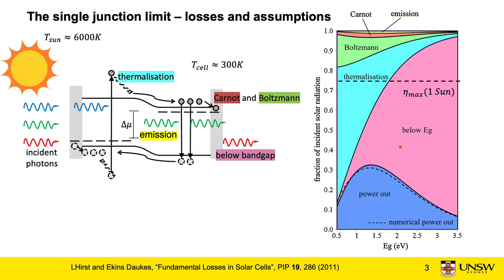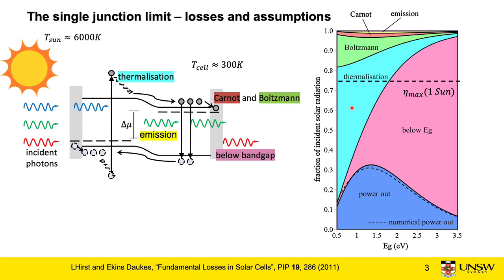So the easiest one to understand is the below bandgap loss. A photon that is not absorbed by the semiconductor cannot generate power. Now the thermalization loss: if a photon has much more energy than the bandgap, the kinetic energy of the carriers is not going to be used in the single junction solar cell either. So that is also a loss mechanism. Now the below bandgap loss obviously increases with increasing bandgap, whereas the thermalization loss decreases with increasing bandgap.